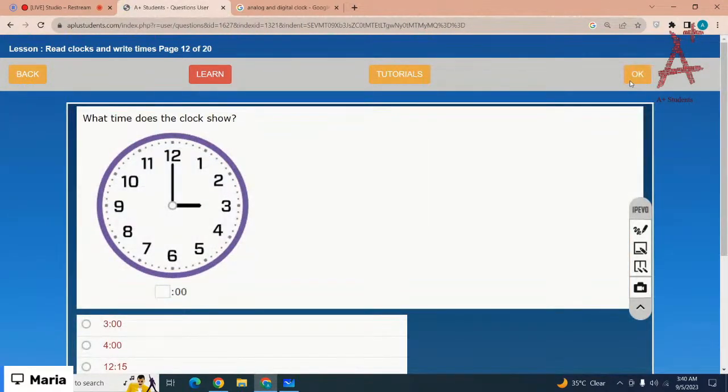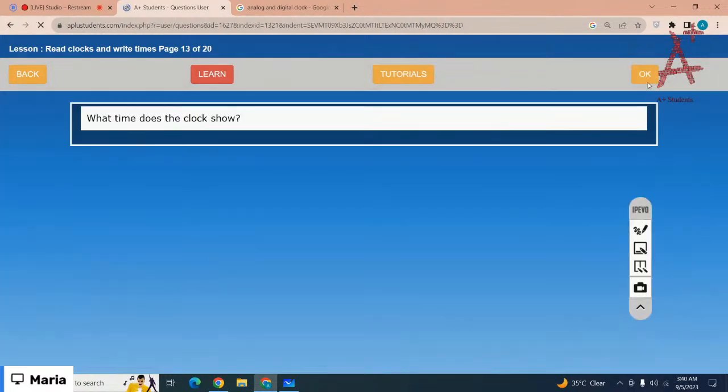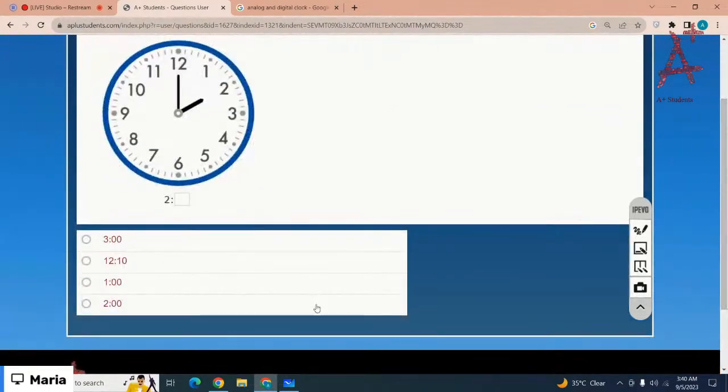What time does the clock show? The clock shows 3 hours and 0 minutes. Option number 1 is the correct option. What time does the clock show? Which is the correct option? It is 2 hours and 0 minutes, right? Option number 4 is the correct option.